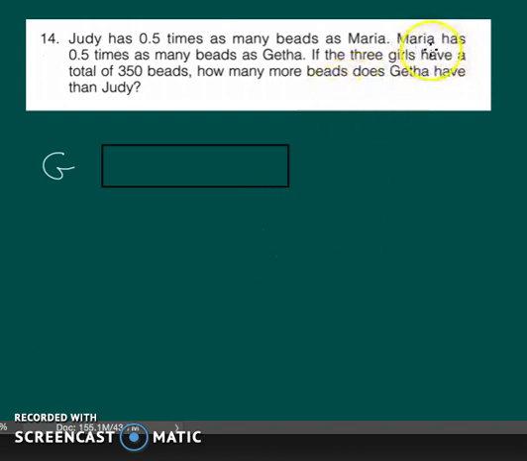So Maria has 0.5 times as many beads as Geta. So what is 0.5? Well, it translates to half. So let's look at how many beads Geta has. Let's take half of those and give Maria that amount. So this is going to be Maria's amount. It's half the amount of beads that Geta has.